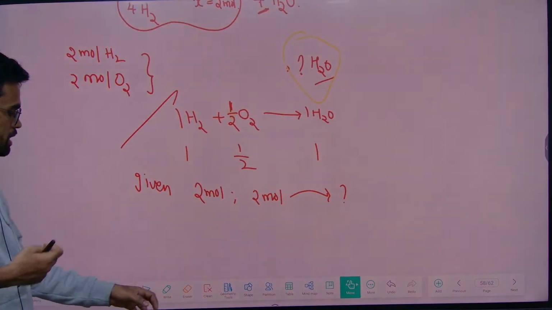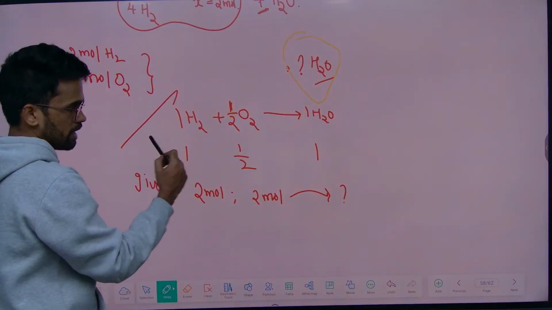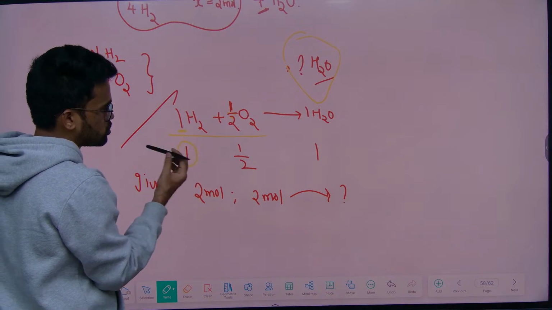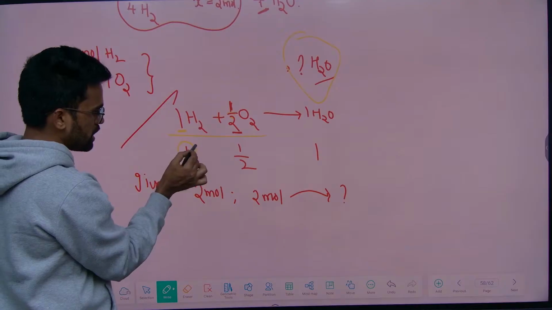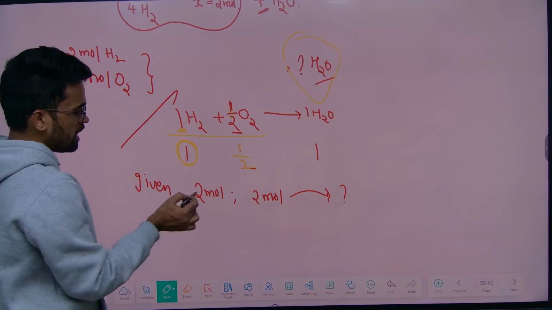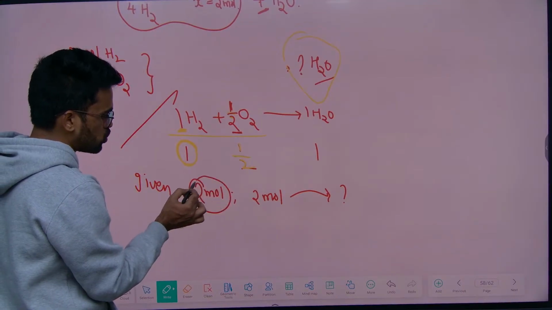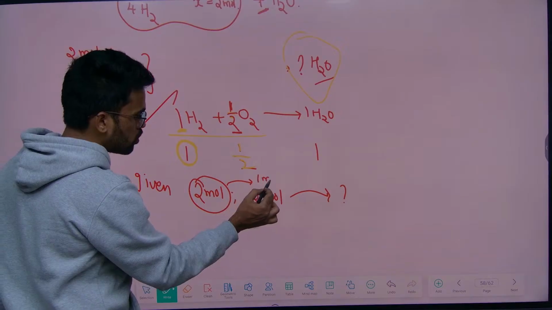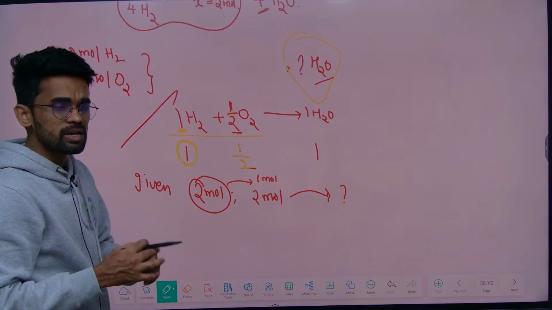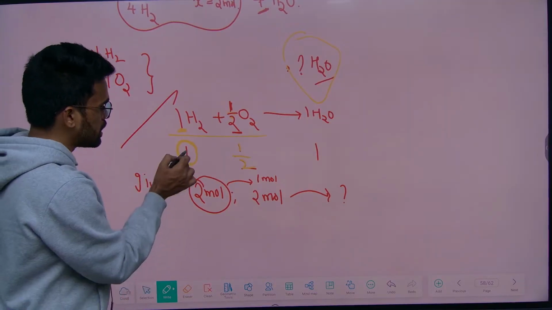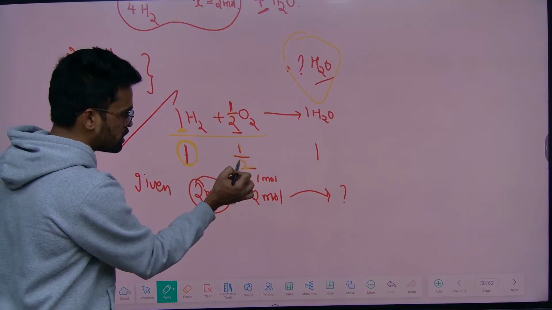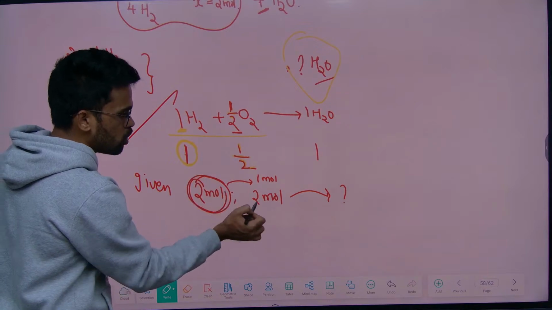See, it is very simple. When you observe the reaction, as per the balanced equation, for every 1 mole of hydrogen, we require half a mole of O2. Similarly, for every 2 moles of hydrogen, we should require 1 mole of O2. Why 1 mole? For 1 mole, half a mole; for 2 moles, 1 mole. Because it is a relation. For every 1 mole, half of it is required. Then for every 2 moles, how much is required?